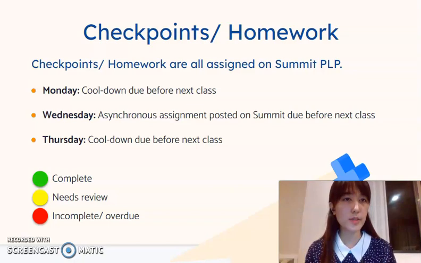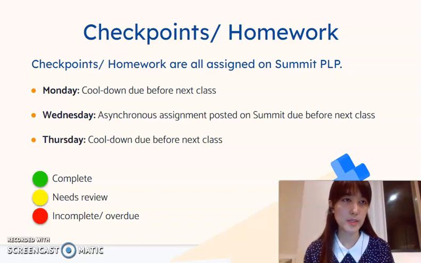Then here shows the 3 different feedback students can get from their checkpoints for homework assignments. Green for complete, yellow for needs review, and red for incomplete or overdue. Red and yellow feedback can change to green anytime, so please encourage your students to turn in their work even after the due dates. As long as they request feedback on Summit PLP, I will go back to it and change their color from red to yellow or red to green or yellow to green, as long as they do the work, even if it's a month after the due dates.